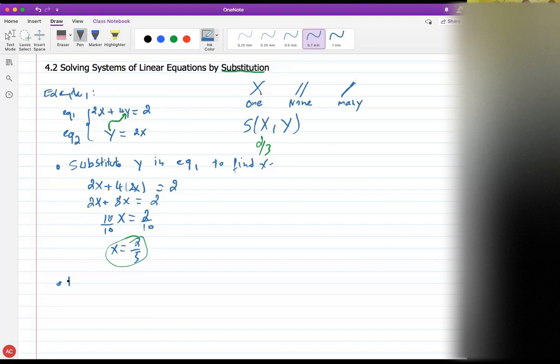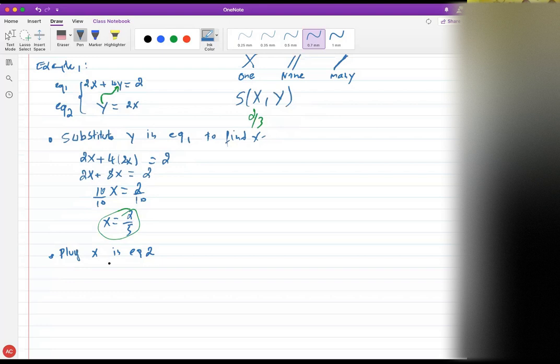So plug x in equation 2. That's equation 2, y equals 2x. So it'll be y equals 2 times what? If we plug the x here, what do we get? 2 times?